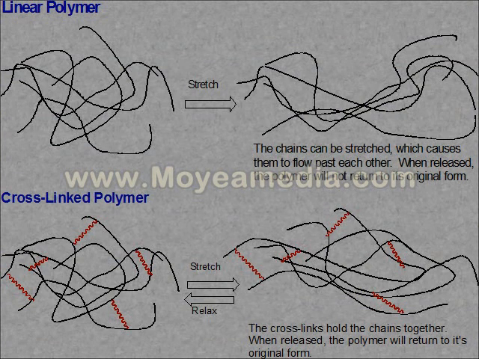According to structure and some properties, polymers can be classified into two categories, namely linear polymer and the cross-linked polymer. In linear polymer, the chains can be stretched, which causes them to pass each other. When released, the polymer will not return to its original form, whereas in cross-linked polymer, if the chain is stretched, the polymer can be returned to its original form.